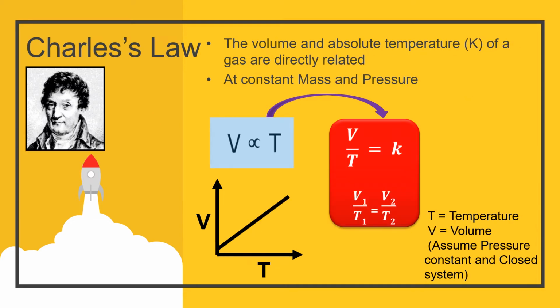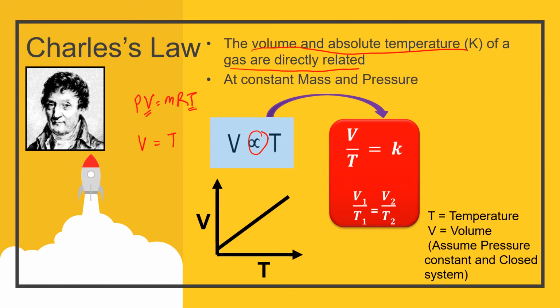Okay, next is Charles's law. So Charles's law says that volume and absolute temperature of a gas are directly related. We saw earlier PV is equal to mRT. See? It shows that V and T are proportional. V will increase and T will increase. Okay, that is the relationship. Because you see the relationship is side by side. Right? V with T, right? So that is why it is proportional.